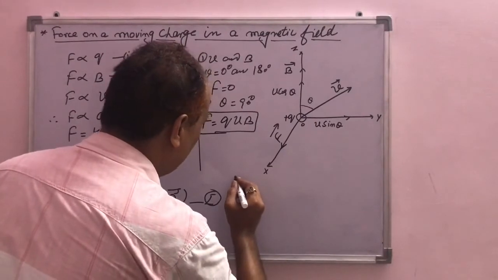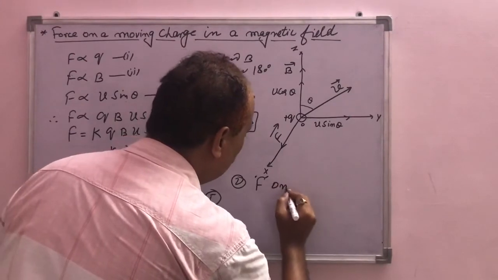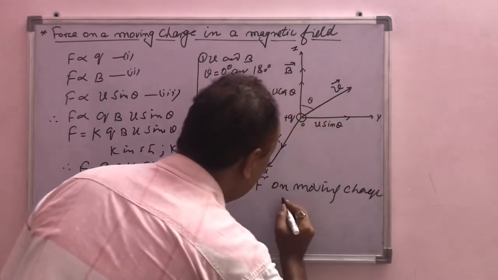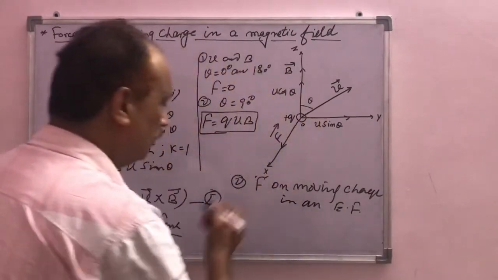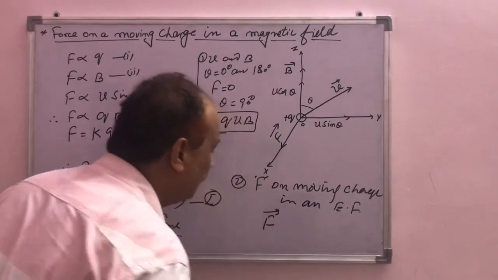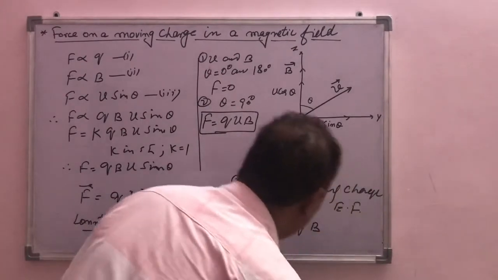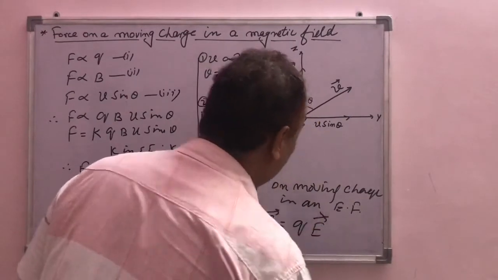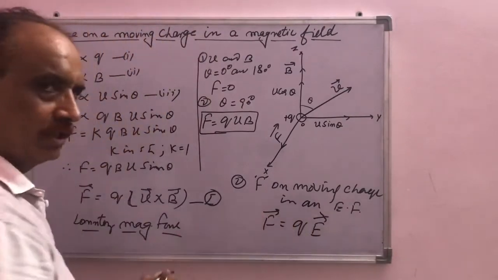Similarly, we have to write the expression for the force on a moving charge in an electric field. That is expression number 2, force on a moving charge in an electric field. We discussed earlier in unit number 1 how much force is acting, so directly we can write F equal to q E vector. Such an amount of force is acting on the charged particle, and it is known as the electric force acting on the charged particle.